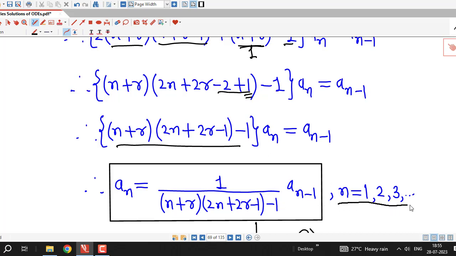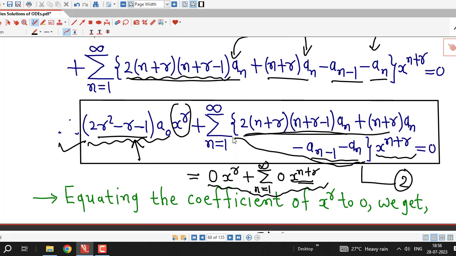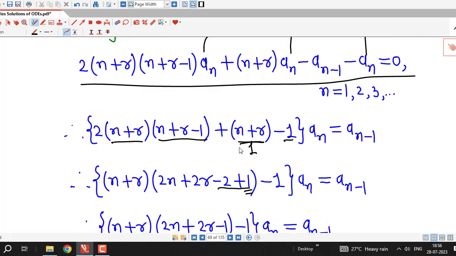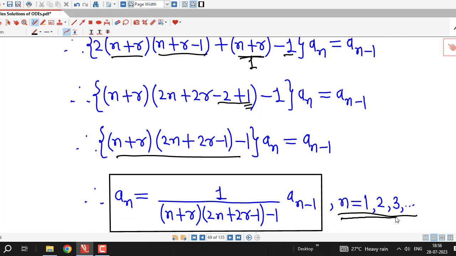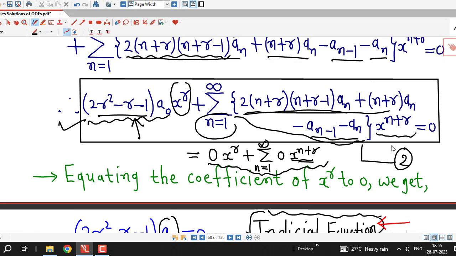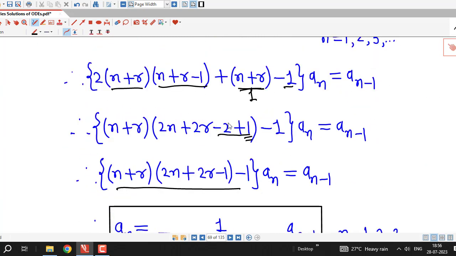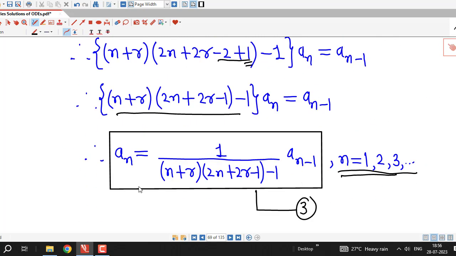n is starting from 1 to 3 and so on, because this summation starts from n equal to 1 to infinity. We must have n starting from 1. So be careful whenever you are comparing coefficients of x raised to n plus r, you check the range of index n in this summation, that you have to write in this relation. This is called the recurrence relation between the coefficients.